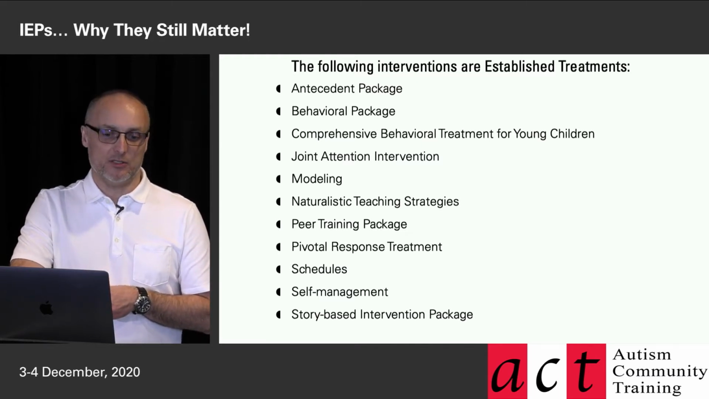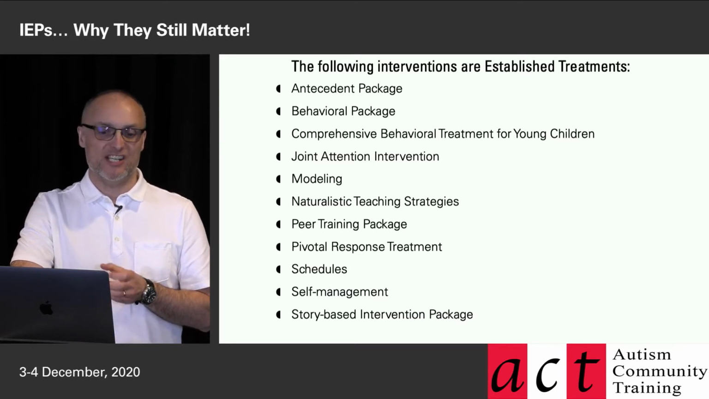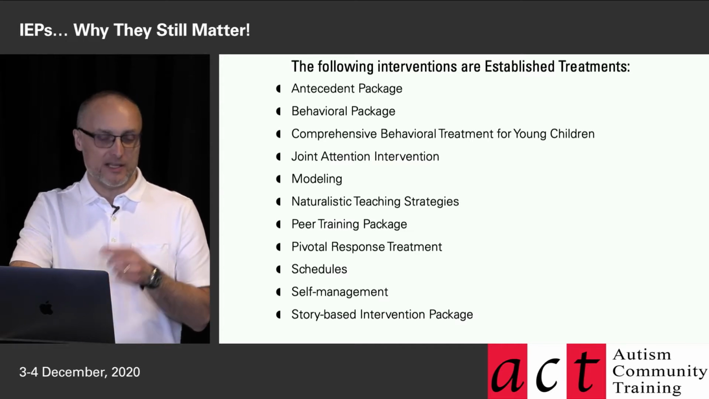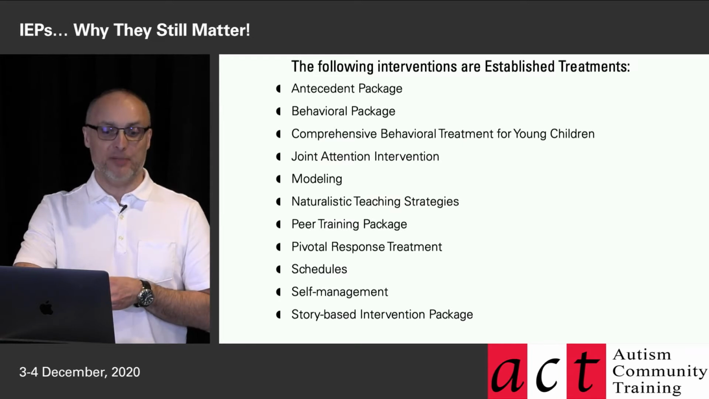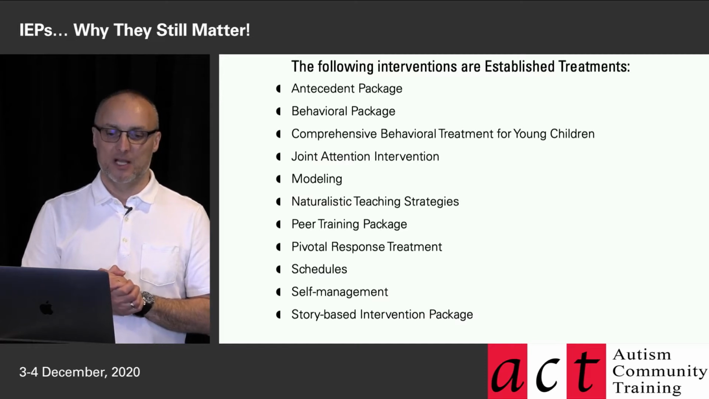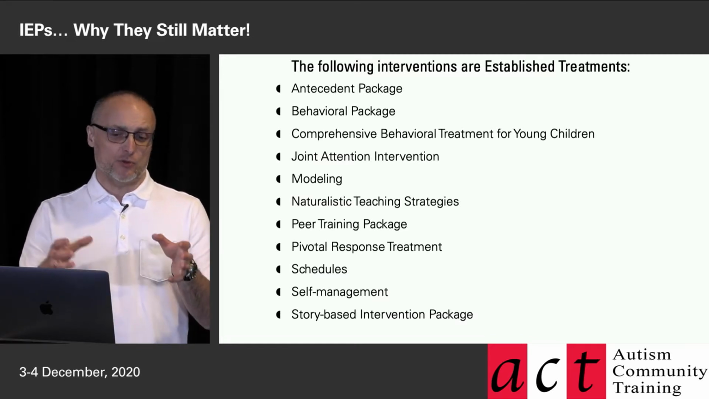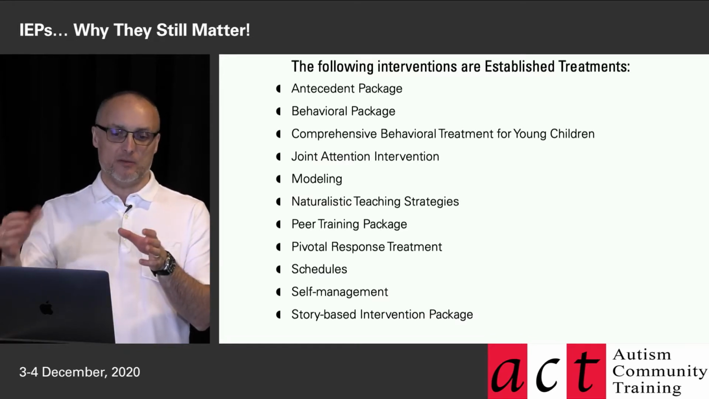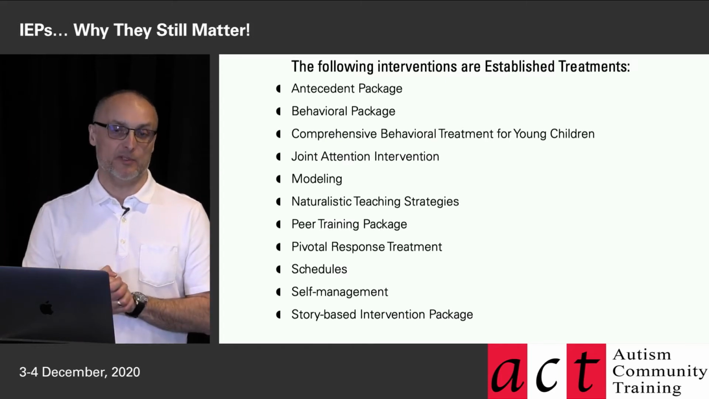Joint attention intervention, a tremendous amount of the literature there comes from the behavior analytic literature. Modeling comes from behavior analytic literature. Teaching in the natural environment as well. Peer training packages, a lot of that is done in behavior analytic literature. Pivotal response treatment is a type of behavioral intervention for children with autism. You can think of that as growing out of the third one there, the comprehensive behavioral treatment for young children.